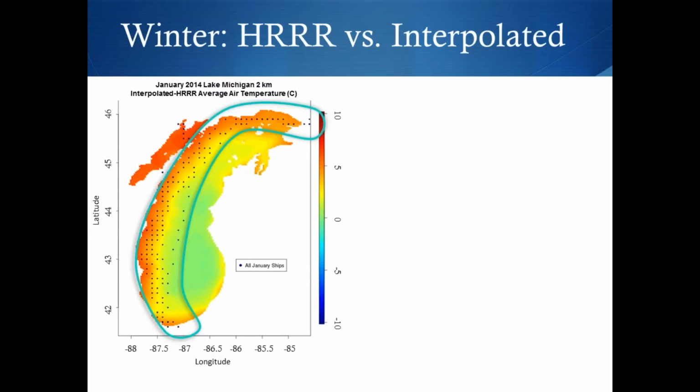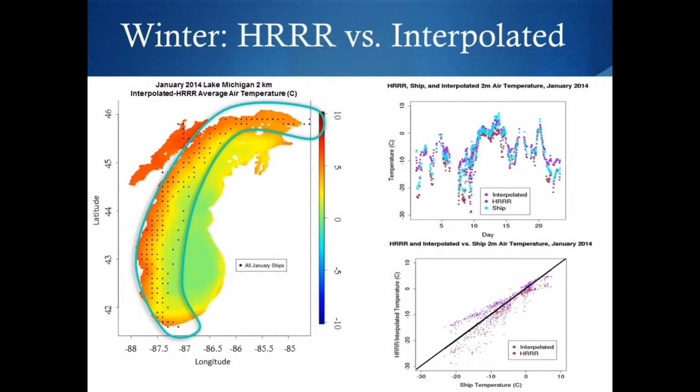To compare this, in the first plot, I took all of those ship points and matched them with their corresponding HRRR and interpolated temperature points. Then I plotted them on a time series like you've seen before. You'll notice that the interpolated, in purple, tends to be higher than the HRRR, which is in maroon. And the ship points tend to be in between, but closer to the HRRR.